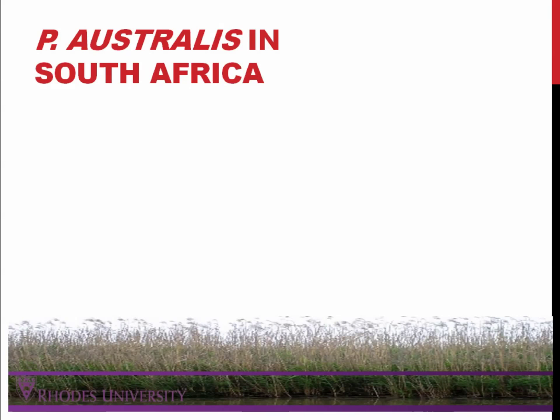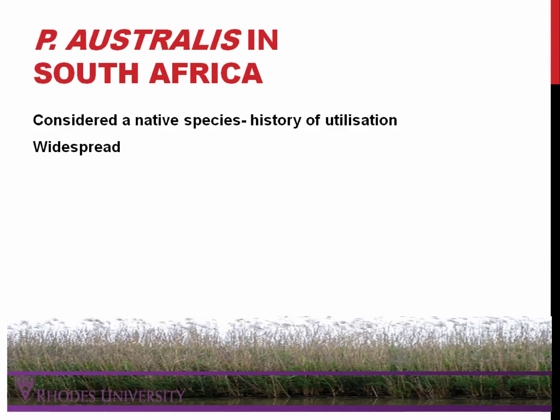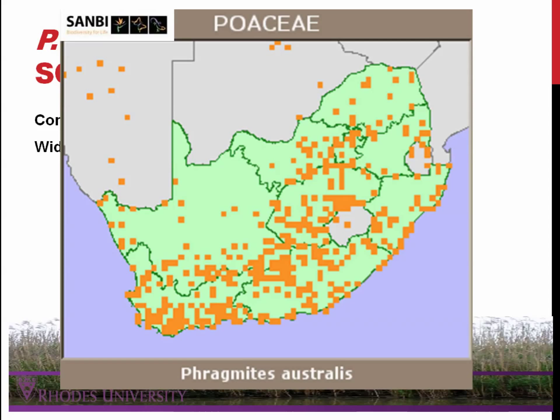In South Africa, Phragmites is considered an indigenous species, and this is largely based on evidence of a long history of utilization. It's traditionally been used for thatching, for building, so it's considered a very important plant in South Africa. And it's very widespread. This is just a quite out-of-date map of the distribution of Phragmites. It's just to show you that it's got a very wide distribution in the country. It's present in all provinces.